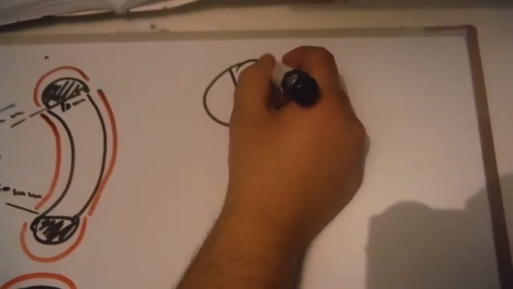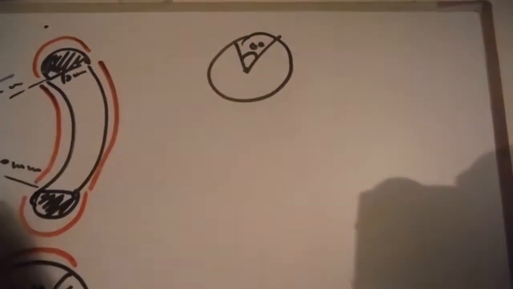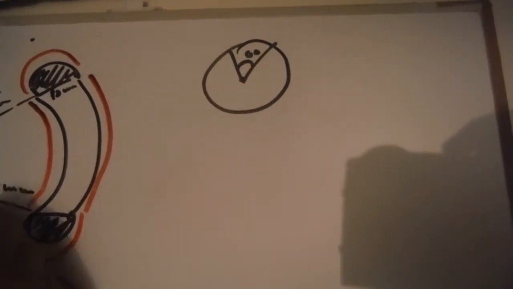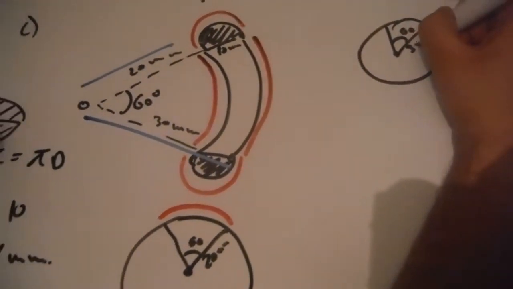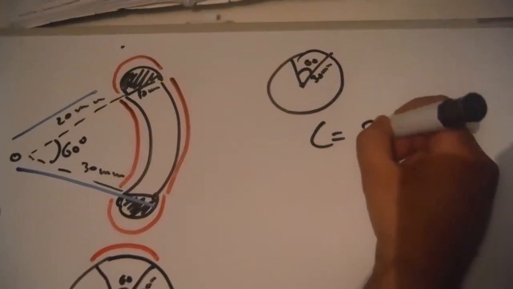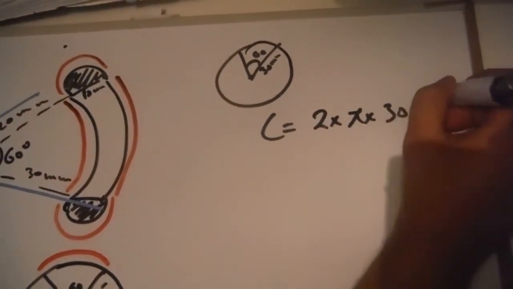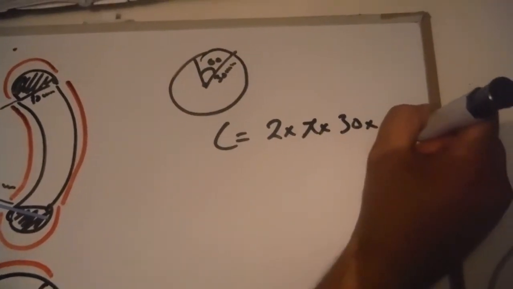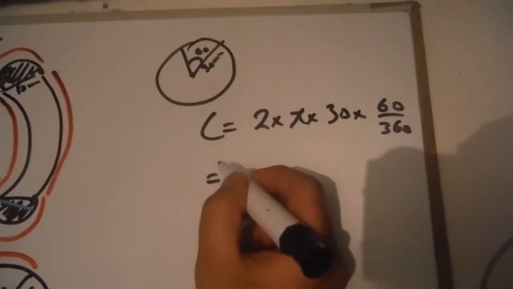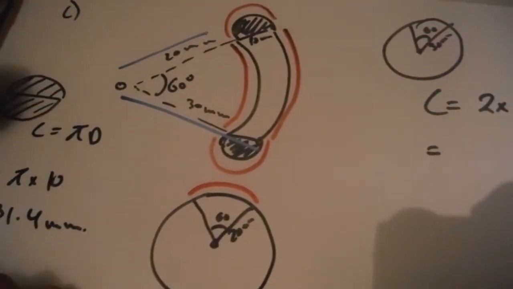So we're going to have, once again, 60 degrees here, but this time we're going to use the bigger radius, which is going to be 30 millimeters. If you put this back into the formula, we get 2 times pi times 30 times 60 over 360, right? This is going to give us the circumference of this part. Okay, exactly what we need.